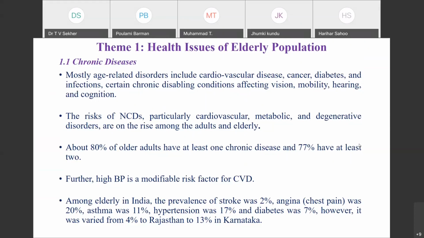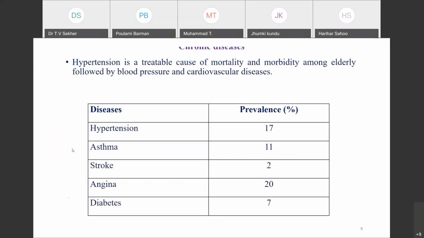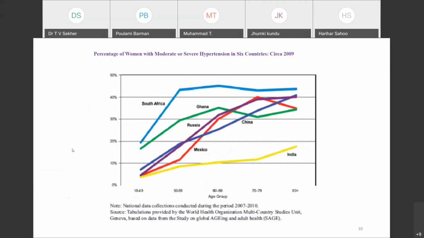About 80% of older adults have at least one chronic disease, and 77% have at least two. Among the elderly in India, the prevalence of stroke is about 2%, chest pain 20%, asthma 11%, and so on. From here we can see that as the population ages, the proportion of NCDs substantially increases over the ages. This we have already seen. Further, if you see several countries, this graph is derived from this survey. We can see that over the ages, the severity of hypertension has increased.